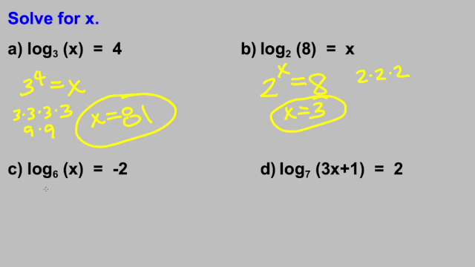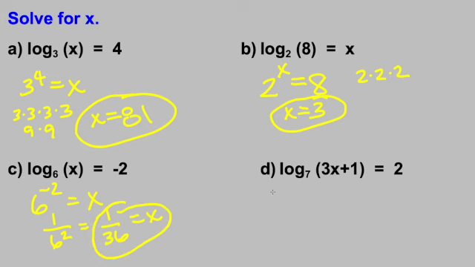On the next one over here, if we go to exponential form, 6 to the power of negative 2 equals x. So what is 6 to the negative 2? Well, that's the same thing as 1 over 6 squared, and that would be the same thing as 1 over 36. So our answer over here is going to be 1 over 36.